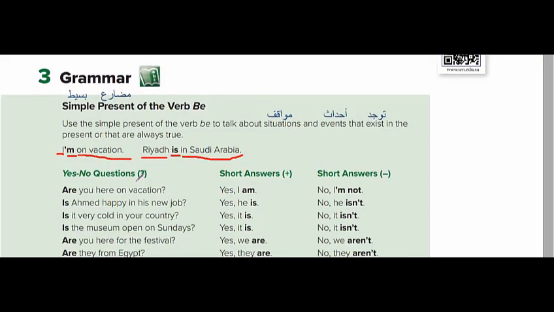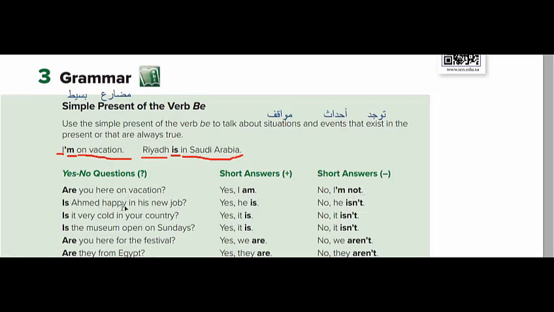Now, here we have yes-no questions. What's the meaning of yes-no questions? Yes. أسئلة جوابها yes-no. لاحظوا الفعل كون في البداية. أصل الجملة كانت you are. But to make it a yes-no question, change the situation. Put the verb to be first, then the subject. الفعل قبل الفاعل تصبح سؤال. Are you here on vacation? Yes, I am. Or, no, I'm not.